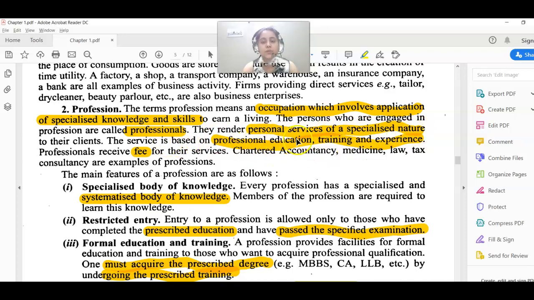They render personal services of a specialized nature to their client. The service is based on professional education and training. For example, I am a company secretary today, so I can do incorporation of companies, I can do annual filing, and a lot of things based on what my profession allows me, based on what my institute says our mission is. So, based on the professional education I have, the training I went through, and the experience I have, I give that service. And professionals receive a fee for their services. Chartered accountancy, medicine, law, tax, and consultancy are examples of profession.